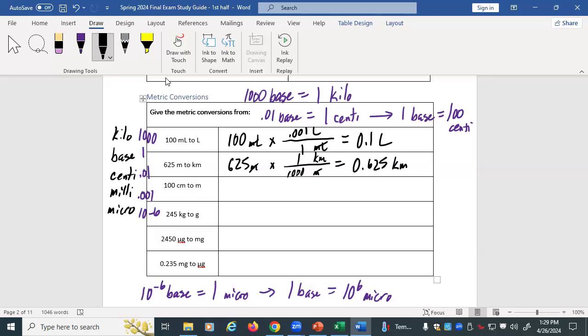Okay, what if I am not connecting to the base? So like this one here, 2,450 micrograms. I want to turn it into milligrams. At the time, I taught you that the easiest approach would be to convert to the base. So to convert to the base, 1 microgram is 10 to the negative 6 grams. And then 1 gram is 0.001 milligrams.